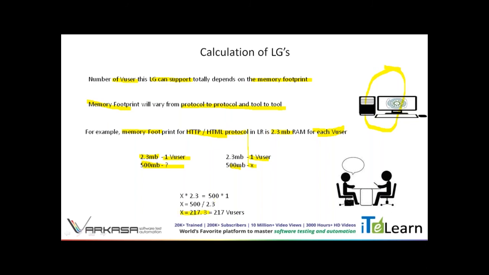So you have 217.3. You cannot have 0.3 users. So this LG machine will support how many virtual users? 217 virtual users, assuming that you are using the HTTP HTML protocol.